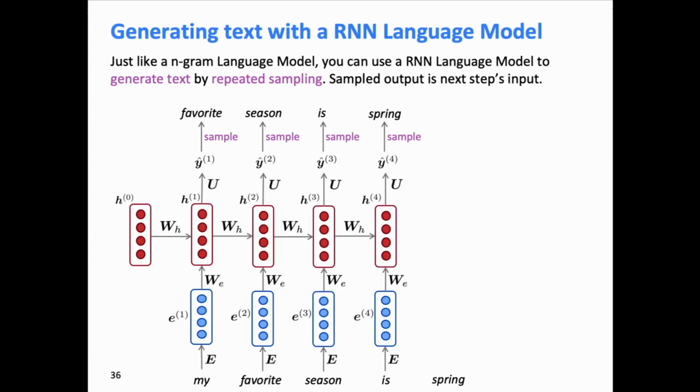Yeah. So WH will be, if we say that the hidden size has size n, then WH will be n by n. And if we suppose that the embeddings have size d, then WE will be d by n. N by d, maybe. Does that answer your question?